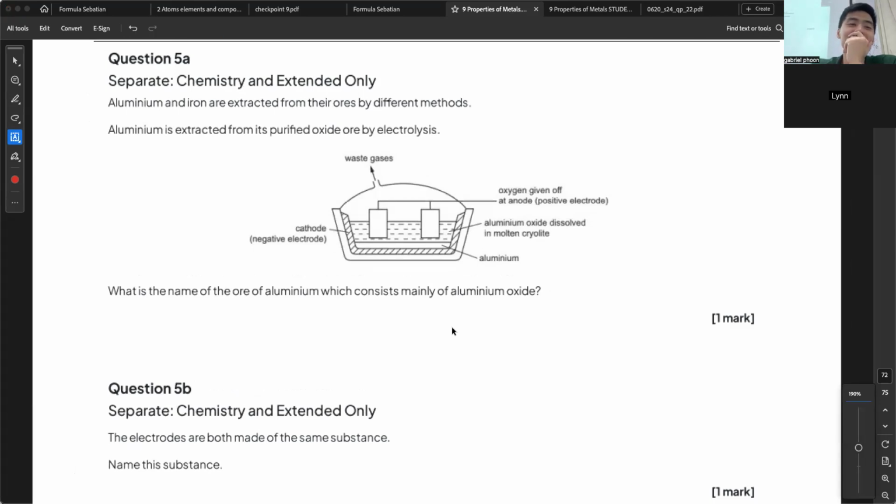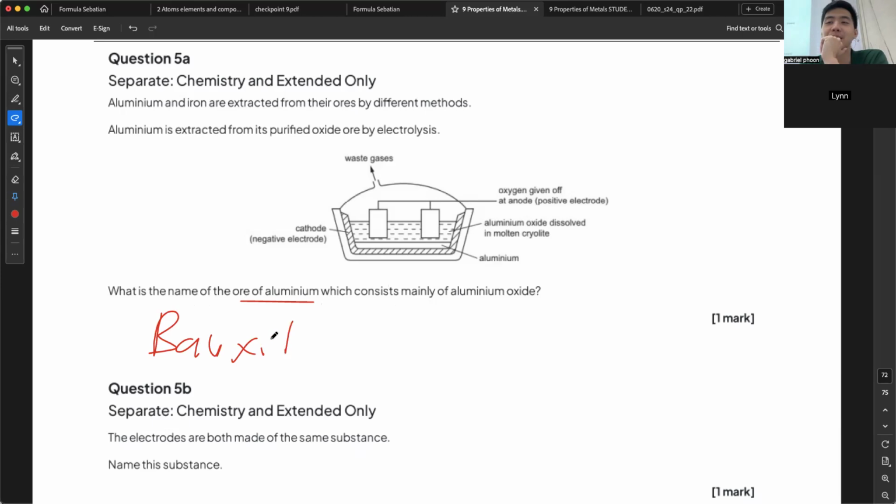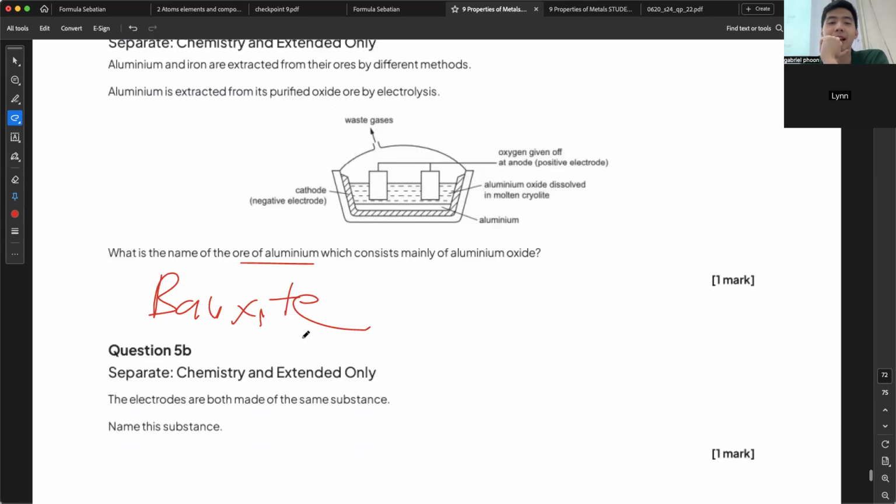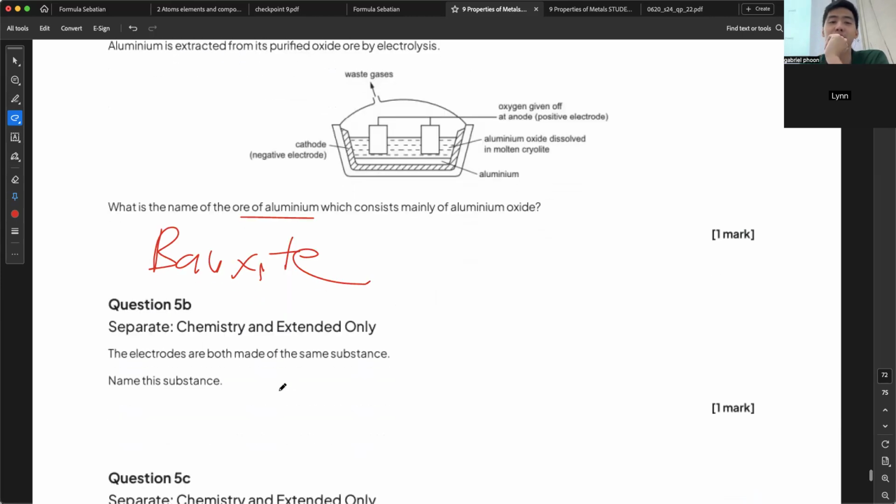Okay, everyone, shut up. Let's go through the last question before I let some of you out. First question: name the ore of aluminum oxide. Obviously, it is going to be known as bauxite. Good. Then name the electrode. What kind of electrode should we use? Graphite. Either graphite or carbon, both are acceptable.